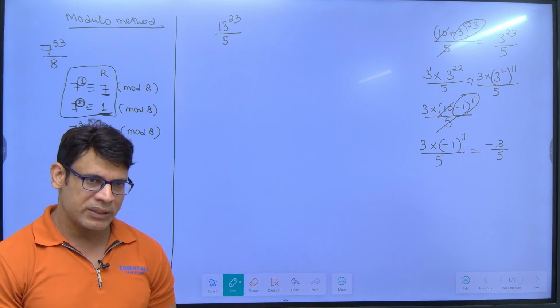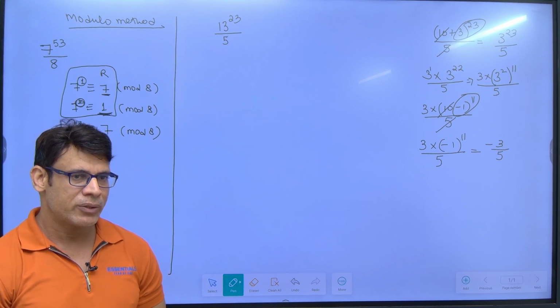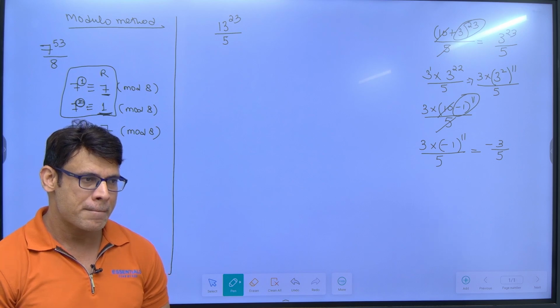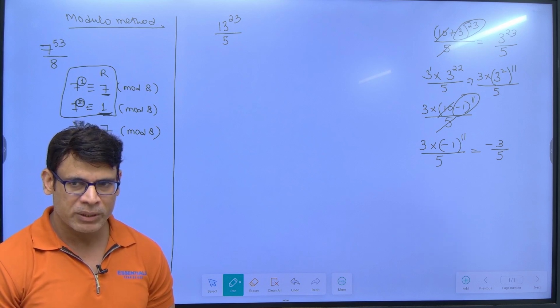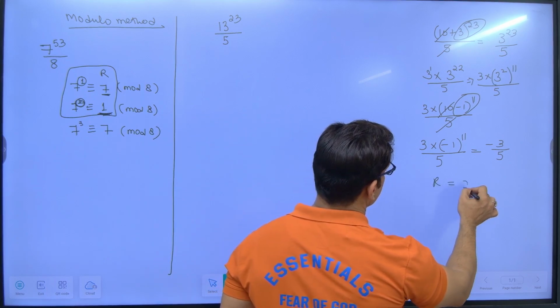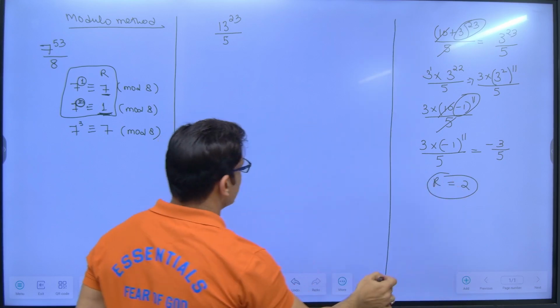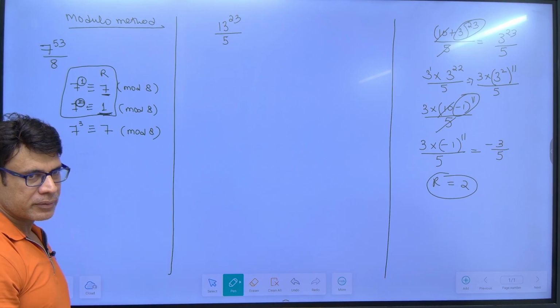Minus 3, if it is there in the options, good. If not there, you have to add the divisor to it. What is your divisor? 5. Minus 3 plus 5. So what is your remainder? 2, or not? Same question, if I want to do it by the modulo method.